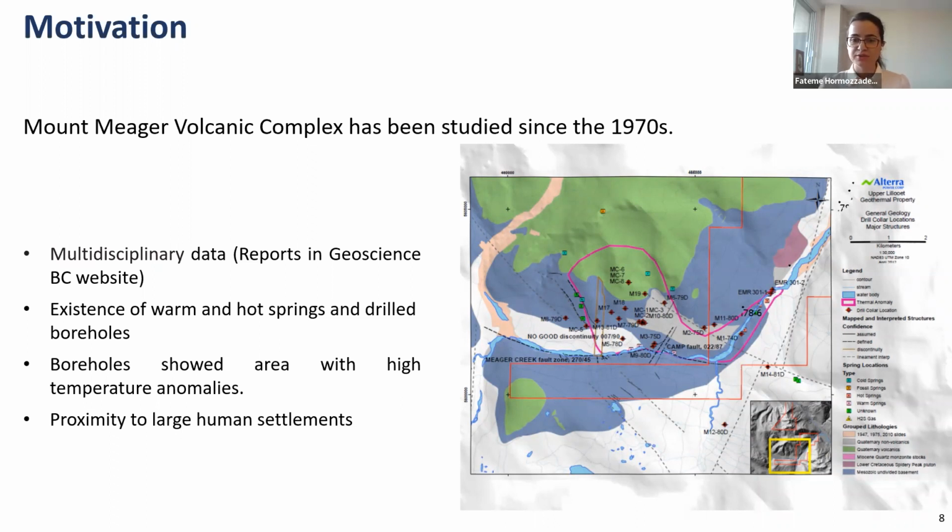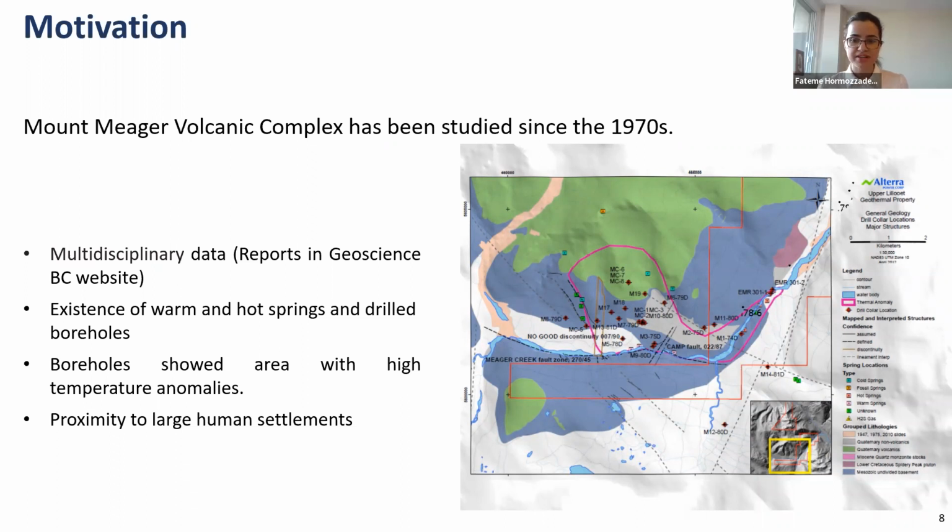So in order to reduce exploitation risks of the geothermal resources and prevent drilling into zones with no permeability, we should also evaluate other parameters of the subsurface. Interest in geothermal energy in Canada has led to a multidisciplinary research project at Mount Meager since 2019. It includes different data sets like magnetotelluric, passive seismic, and gravity.